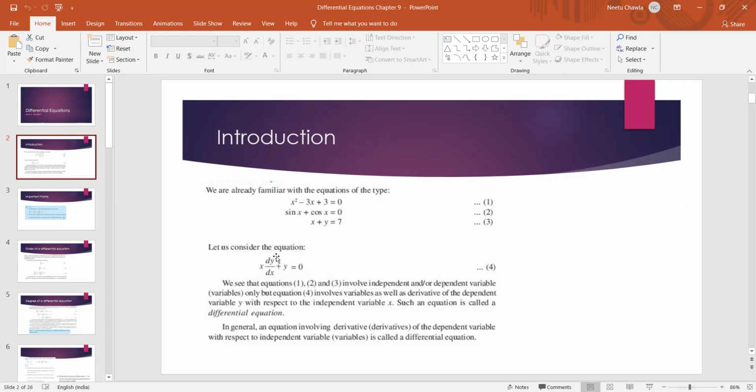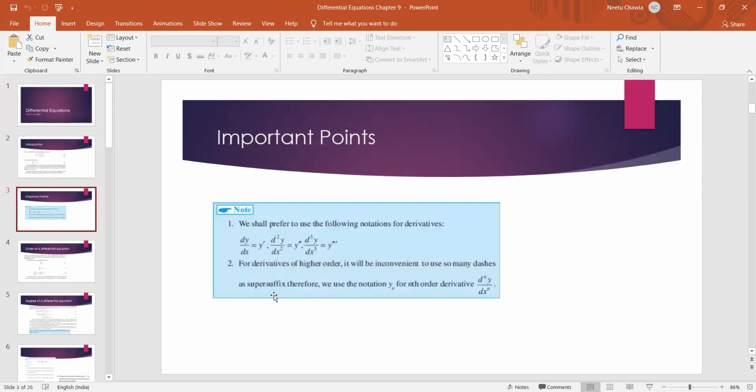See here, this is a derivative of this function y with respect to x. So we can easily say that it is a proper differential equation. In general, an equation involving derivative of the dependent variable with respect to independent variable is called a differential equation. This is a proper definition which everybody should remember.